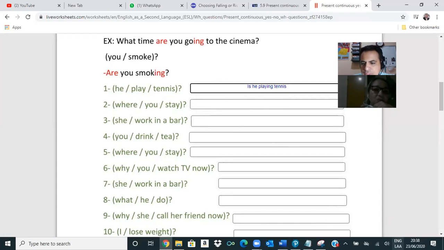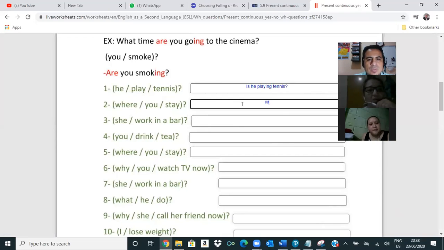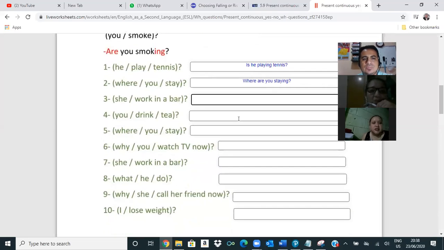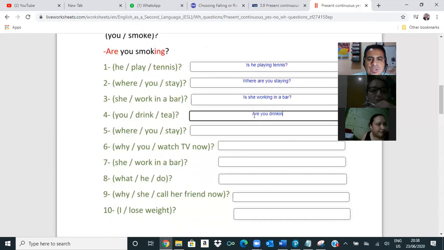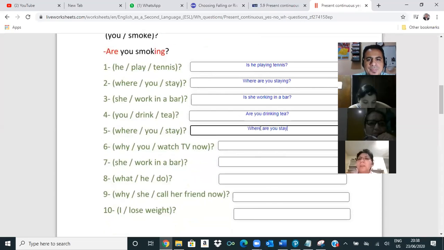Okay, very good. Wait, let me change my keyboard. Okay, what about number two? Look at the question number two. Where are you staying? Where are you staying? Very good. Number three. Is she working in a bar? Very good. Number four. Are you drinking tea? Very good. Number five. Where are you staying? Number six. Why are you watching TV now?